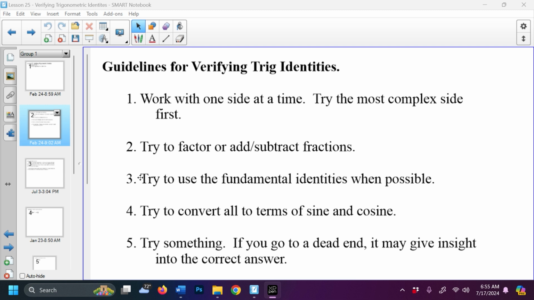Third, try to use the fundamental identities when possible. You may use those in conjunction with number 4, where you convert all terms to sine and cosine. So for instance, if you've got a cosecant, you might change that to 1 over sine. And then the last one, just try something. There are a lot of times where you'll try something, it'll come to a dead end, and it may give you some insight as to where you made a mistake, and then you may have to start over, but at least you have a better idea of where you're going.